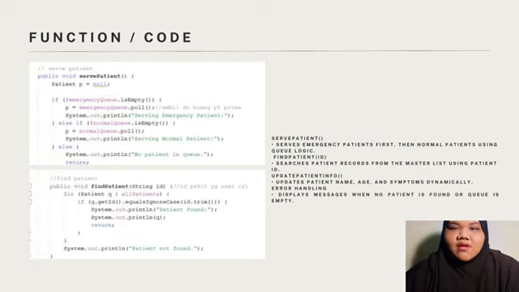This slide explains the main functions used in our patient queue system. The serve patient function ensures emergency patients are served first before normal patients. The find patient function allows staff to search patient records using the patient ID. The update patient info function is used to update patient information when needed. Basic error handling is included to display a message if no data is found or the queue is empty.